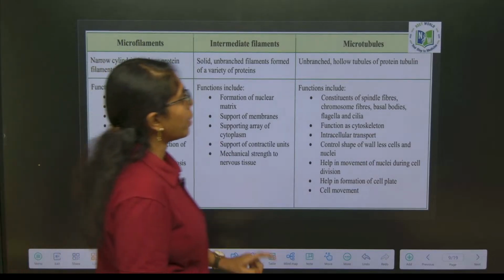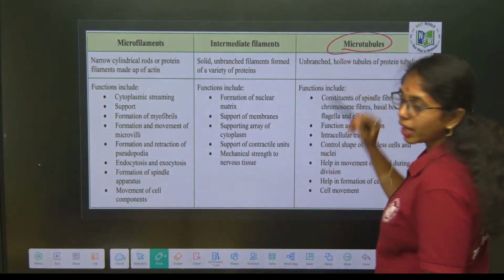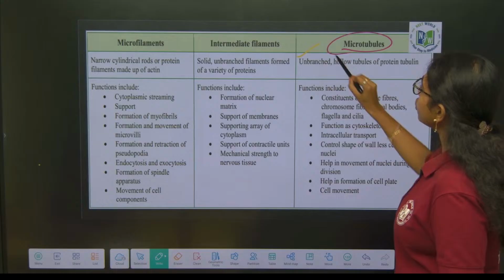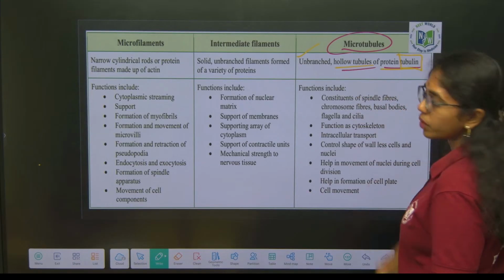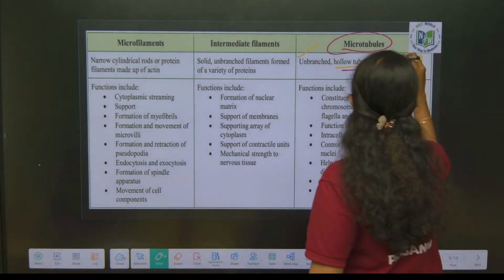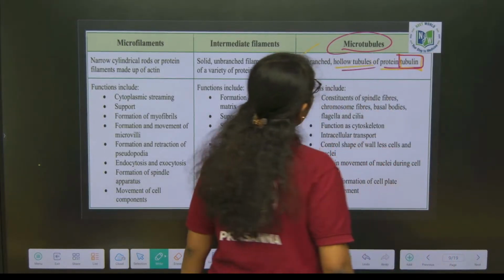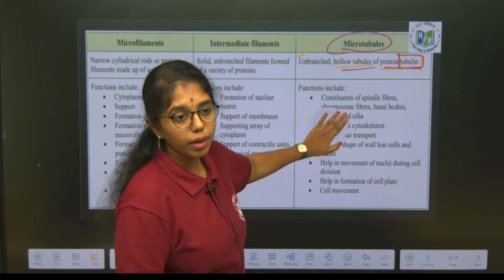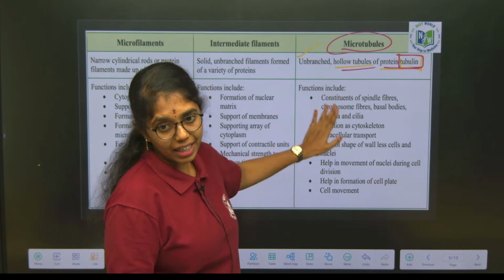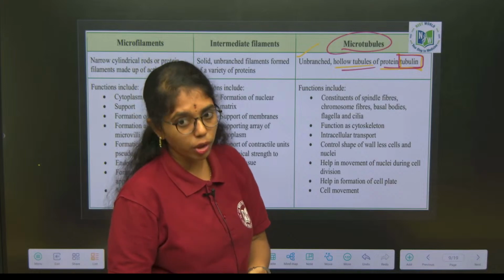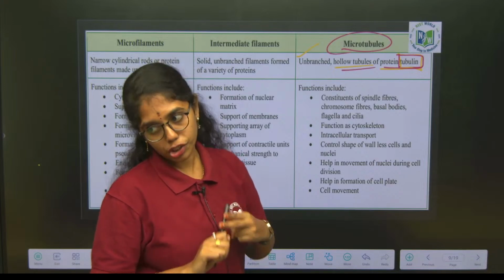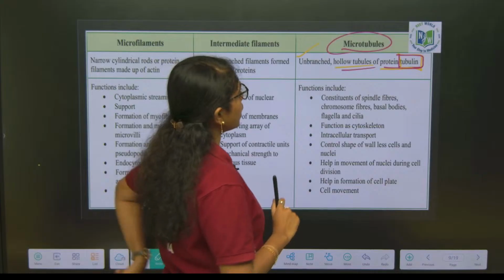Look at here. What are microtubules? How can you describe them? Unbranched hollow tubules of protein tubulin. So, they are made up of the protein tubulin. Now, what are the major functions included by microtubules, microfilaments and intermediary filaments? Questions are put either from the protein composition or from the functions. So, look at it carefully.